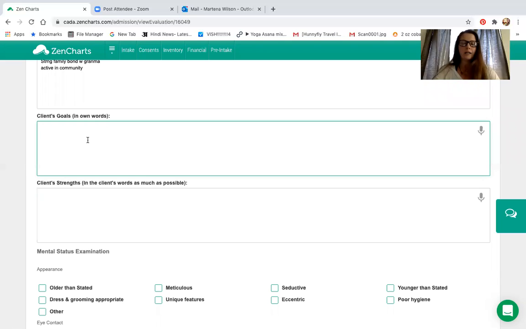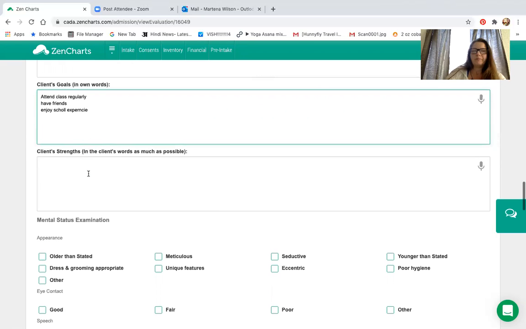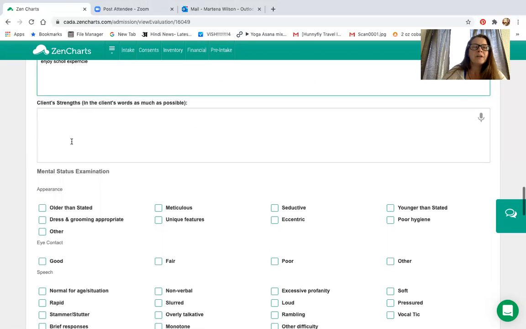Generally, the goal would be for Puff to attend class regularly. This is the overall goal: have friends, enjoy the school experience, something like that. That's what we're thinking. Don't look at my spelling. What are the client strengths?